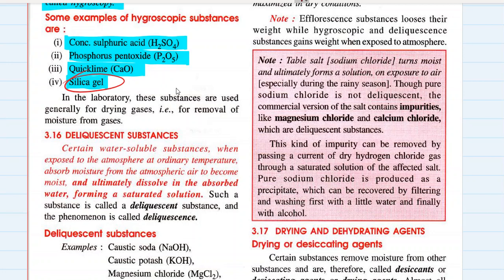So in order to keep your shoes and your belongings safe and dry, you should always keep these kinds of hygroscopic substances around. Calcium oxide, quicklime, is also a hygroscopic substance which is used in many experiments. And the best dehydrating or hygroscopic substance is concentrated sulfuric acid.